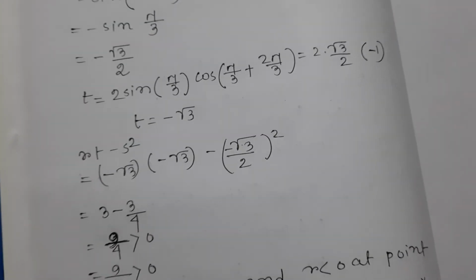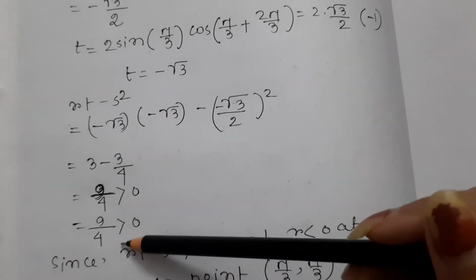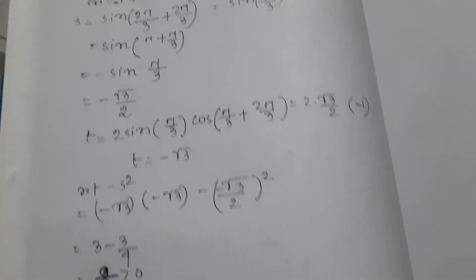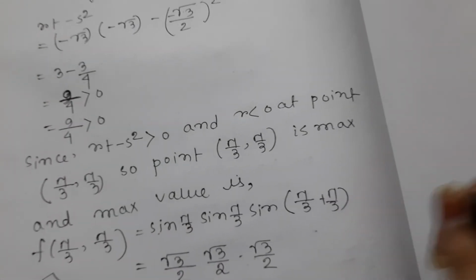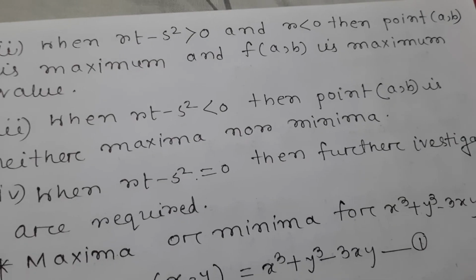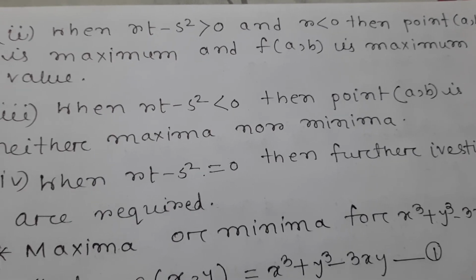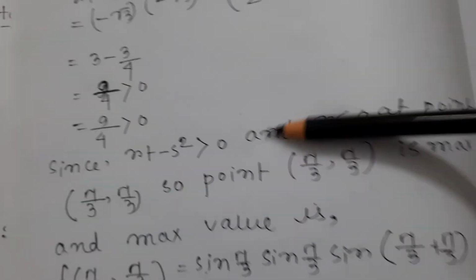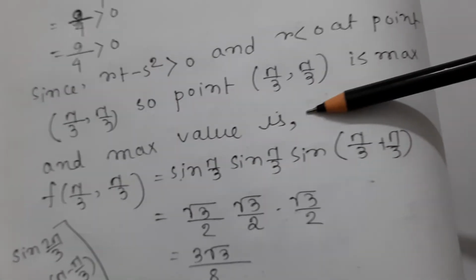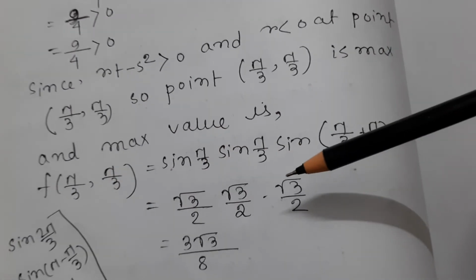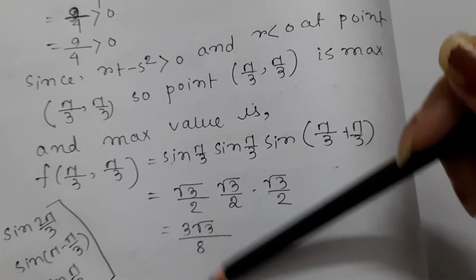After that, calculate rt minus s square. It is greater than 0 and r is less than 0. So obviously it is a maximum, because see case number 2: rt minus s square greater than 0 but r less than 0 means maximum. The maximum value is found by putting the value of x, y in our main equation f of x, y.